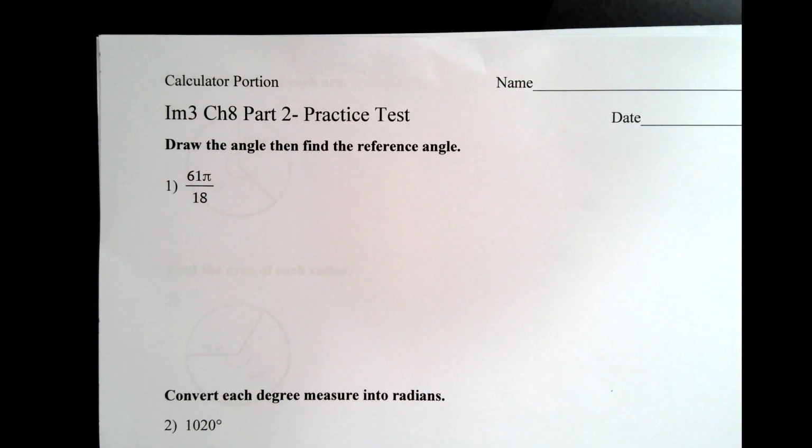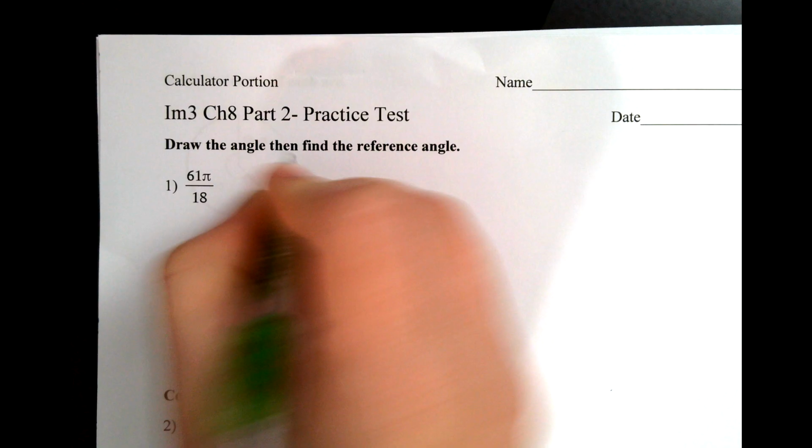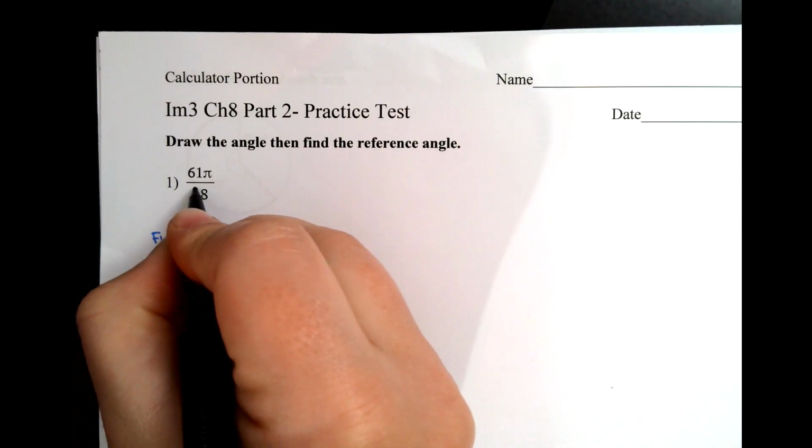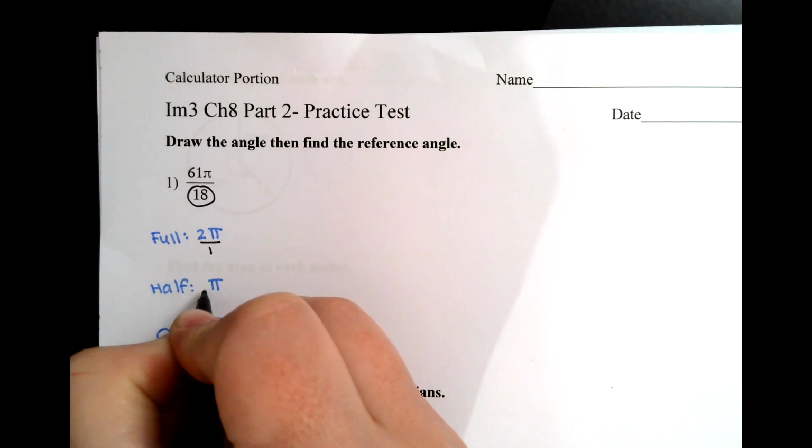This is going to be your radians. So the first, by your full, your half, and your quarter. So full cycle is 2 pi. Your half a cycle, your quarter of a cycle is pi halves. You're going to create common denominators with this 18. So I'm going to put a 1 underneath here and multiply this one top and bottom by 18. This one top and bottom by 18. And this one top and bottom by 9.